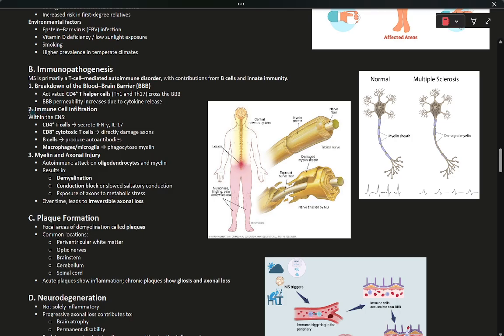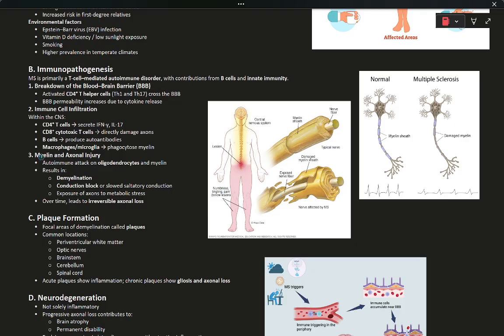And then the second step is the immune cell infiltration, where within the central nervous system, the CD4 plus T cells will secrete interferon gamma and interleukin 17. The CD8 plus cytotoxic T cells will directly damage the axons. The B cells will produce autoantibodies, and then the macrophages and the microglia, which probably can be signaled by the interferon gamma, will end up phagocytosing the myelin, ultimately leading to its damage and destruction.